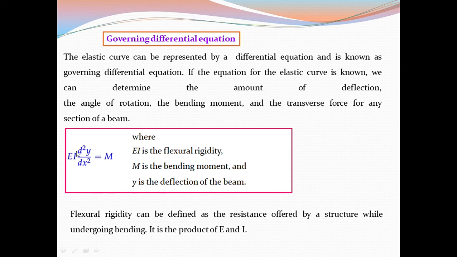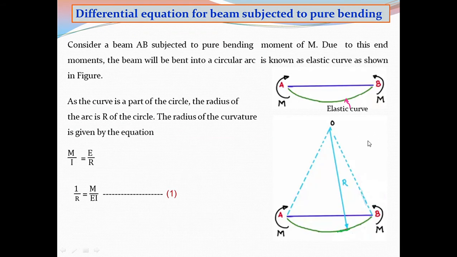And what is EI? EI is nothing but the modulus of elasticity and moment of inertia. So the product of E and I is the flexural rigidity. Flexural rigidity can be defined as the resistance offered by a structure while undergoing bending. It is the product of E and I. This is known as the governing differential equation. Right? Okay. So in this slide, how the differential equation for a beam is arrived at, right?